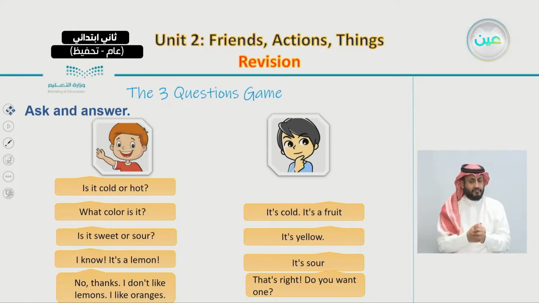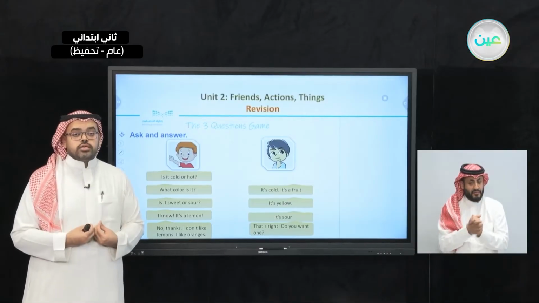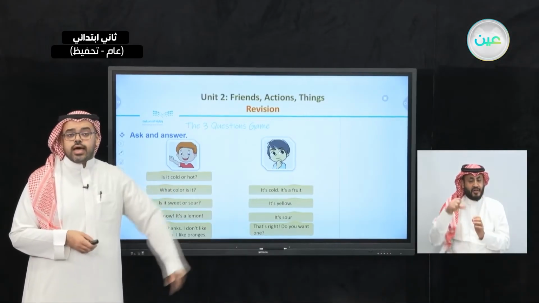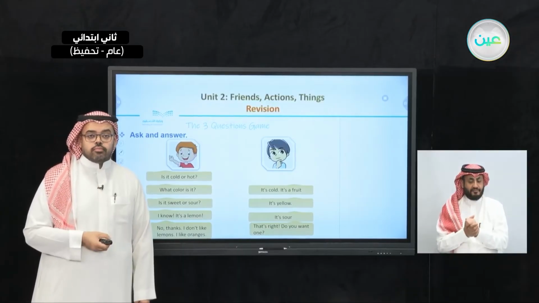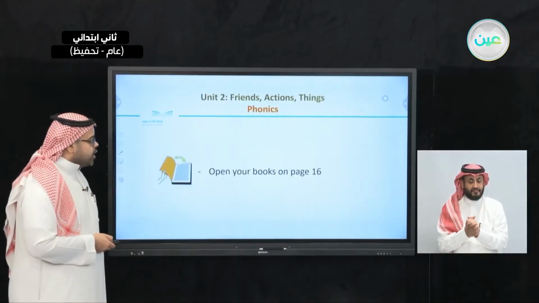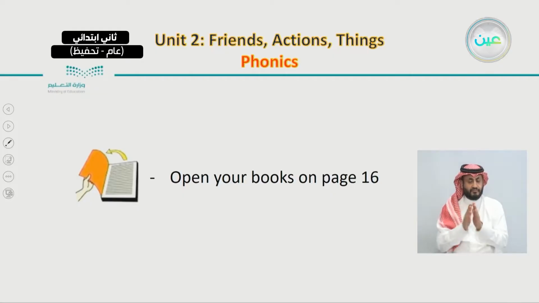And at the end, we learned how we can talk about the food that we like and the food that we don't like. For example, Saeed said, I don't like lemons. I like oranges. And I gave an example of myself when I said, I like tomatoes. I don't like apples. And you did the same as well. So now, I would like you please to open your books on page 16.